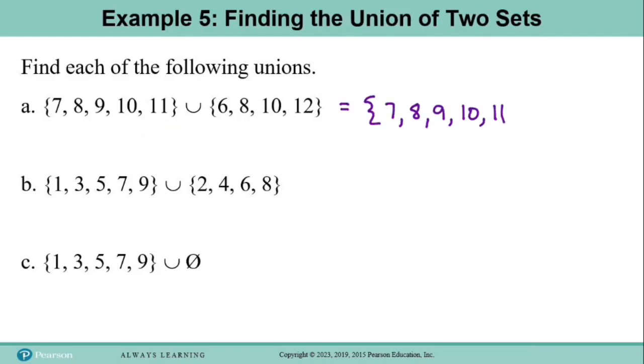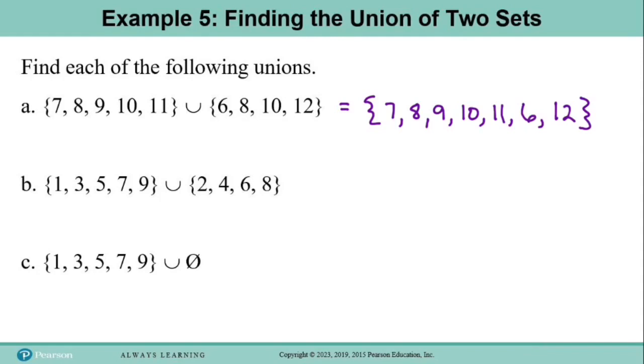And then list any elements in the second set that you don't already have from the first set. So we don't have the 6 yet, and we do already have the 8 and the 10, but we don't have the 12, so we'll put that in there. And that is the union of the two sets.